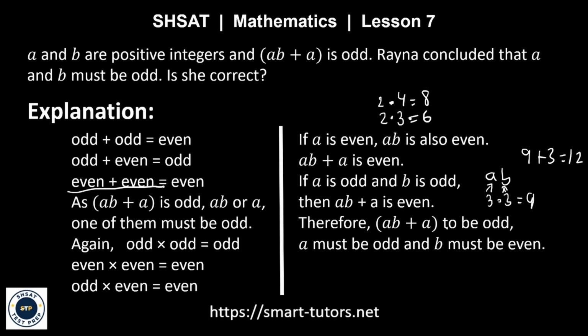And therefore, for AB plus A to be odd, A must be odd and B must be even, because if B is even, the product would give us even. And if A is odd and AB is an even product, that gives us odd. So Reina is therefore incorrect, because A must be odd and B must be even.